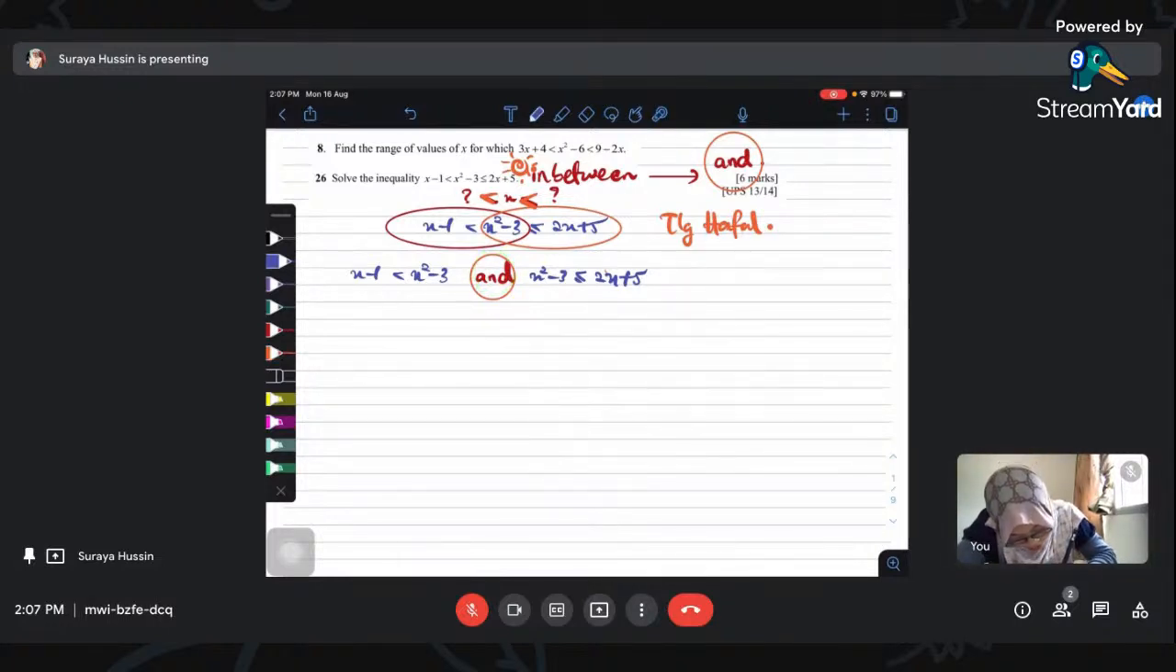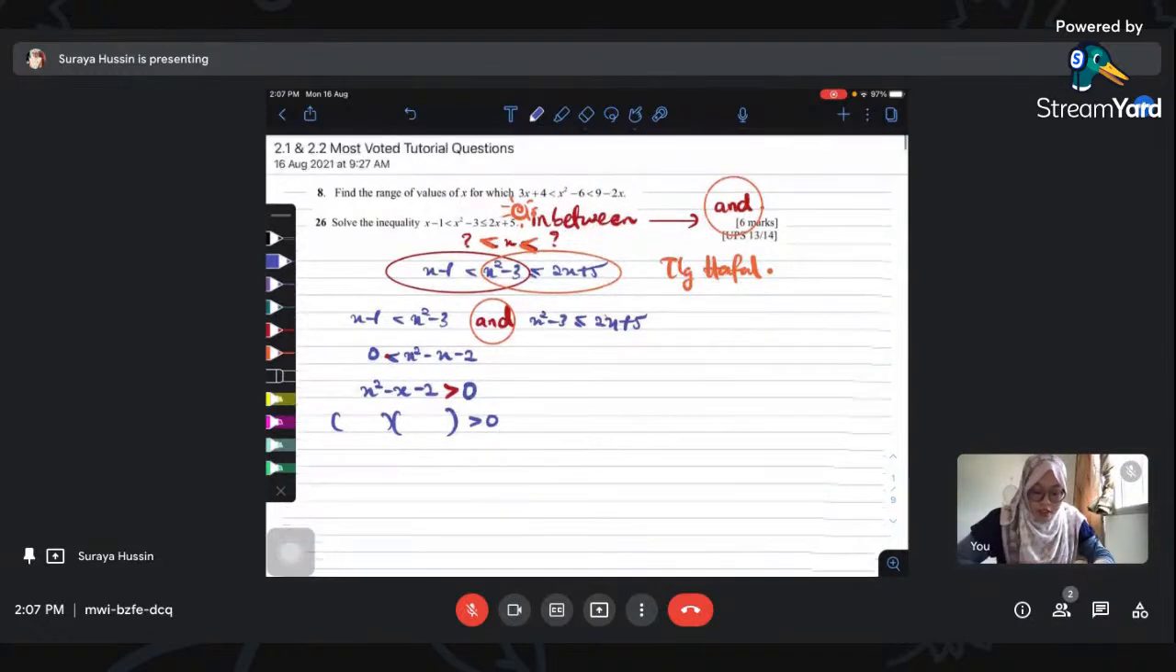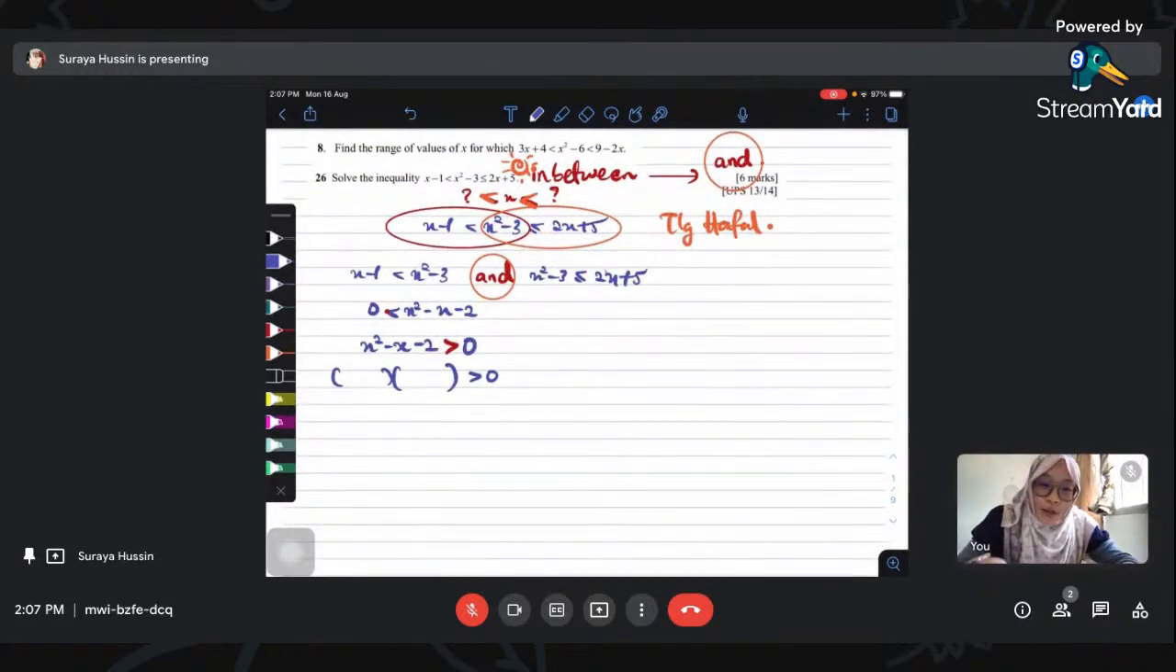Alright? And then you rearrange them, you akan dapat this shape, right? And then your x squared minus x minus 2, saya suka rearrange dia to the left hand side. So saya tahu bucu dia ke arah 0. So I write down like that. Saya suka susun dia dalam bentuk yang senang saya menyelesaikan inequalities tersebut. Kita tak boleh sebut equation tau guys.